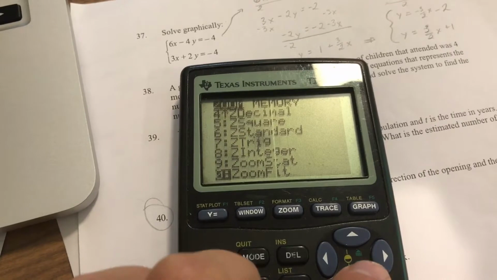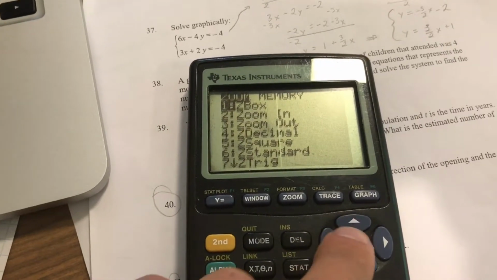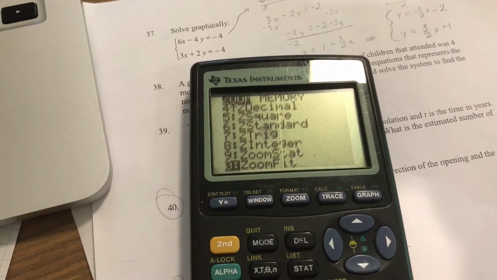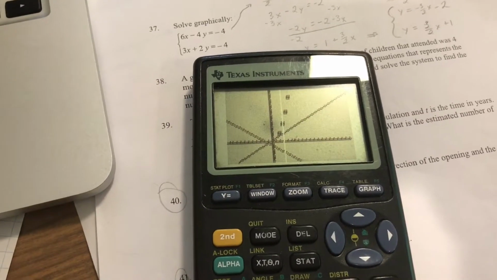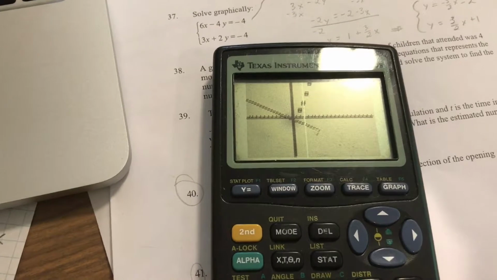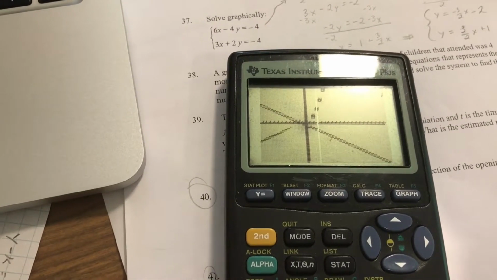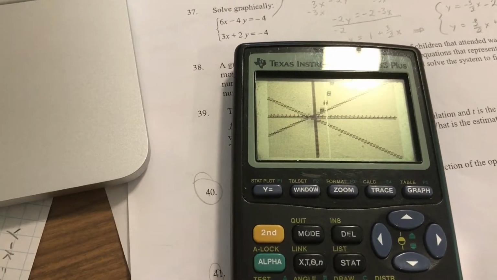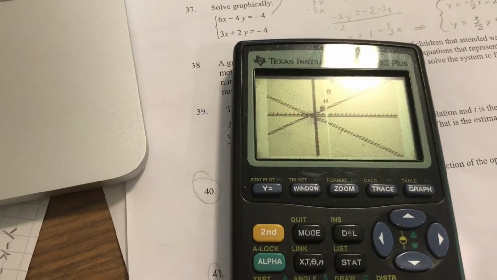What I just did is I hit the up arrow to go all the way to the bottom, zoom fit, and that should change it. So in any case, you should have a graph that shows both of the lines pretty close to the intersection.